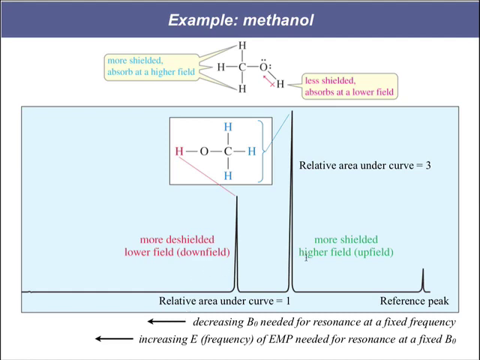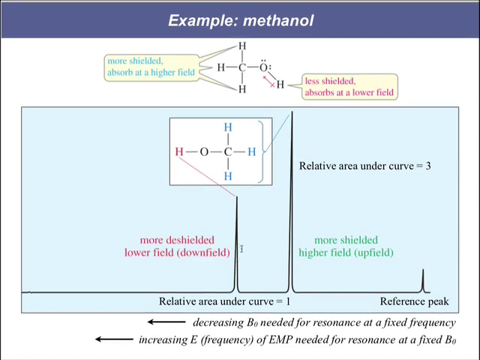So here are our two signals. We have one signal that requires more magnetic field. It's more shielded. That's the CH3 protons. And then we have another signal that is less shielded. It's deshielded, and that is the OH proton. We call this upfield. The term upfield, higher field, is on the right, and downfield is to the left.